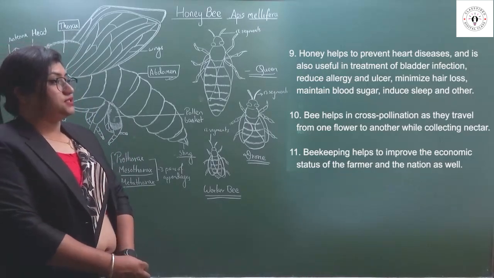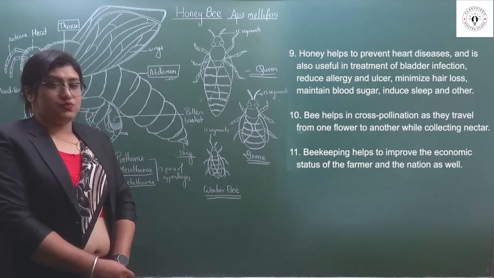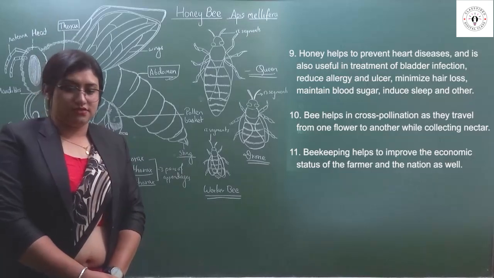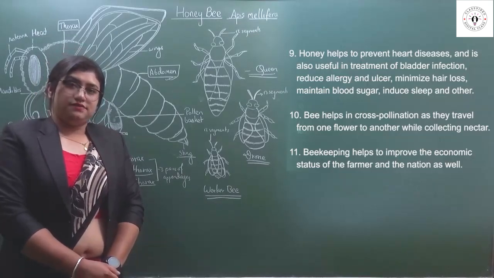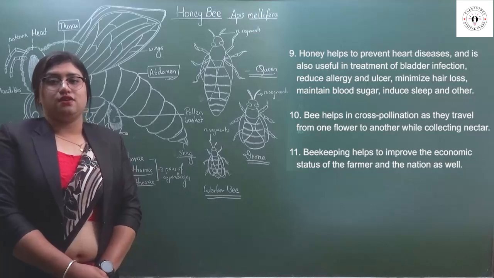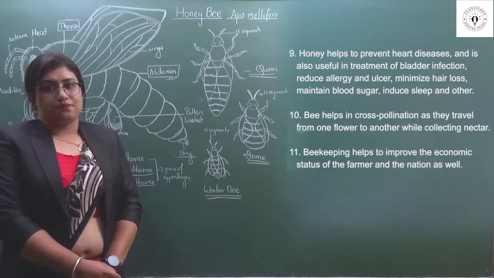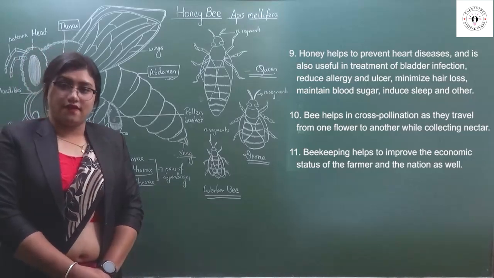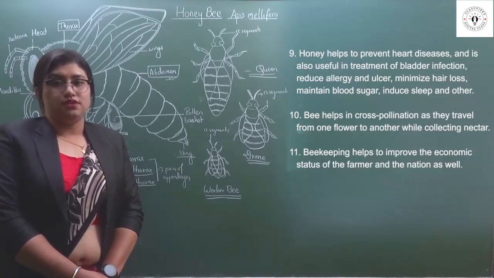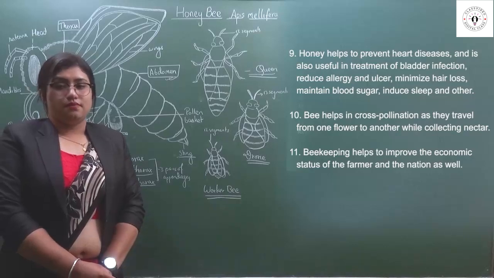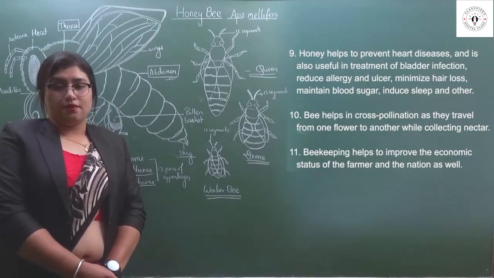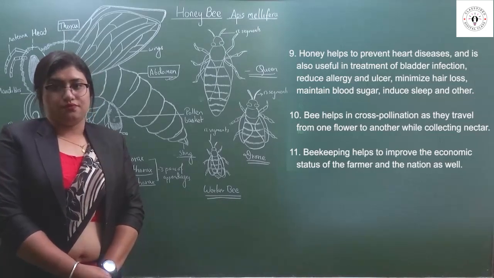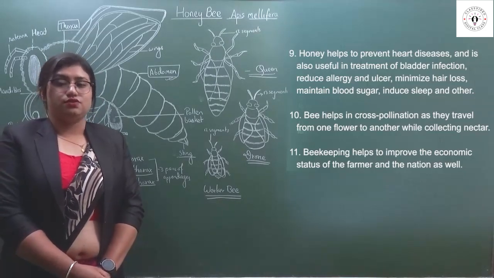The bees also help in cross-pollination, and that is why they are important and known as vital pollinators, as we have already described. Next, similar to the rearing of silkworm, beekeeping also helps in improving the economic status of individual farmers and also the nation. The nation could also have economic upgrading so that they can produce honey and export it outward. So the economic condition could be improved.